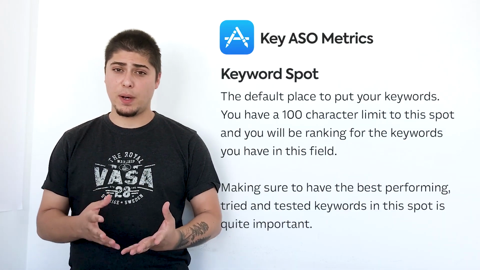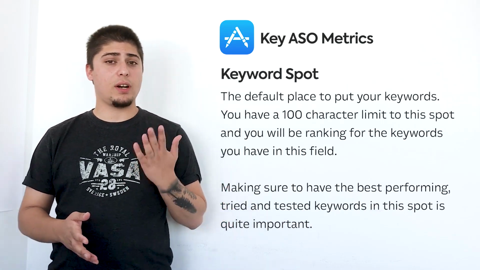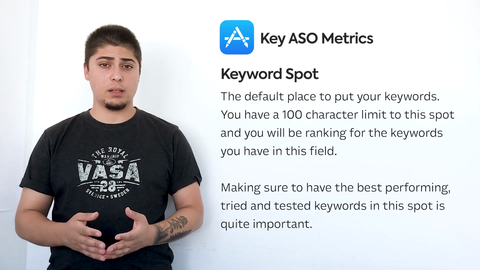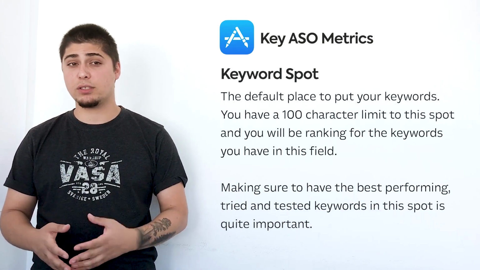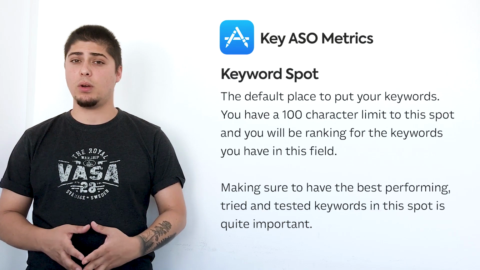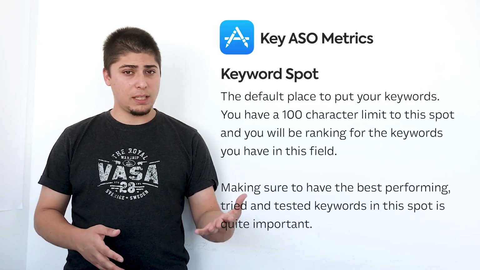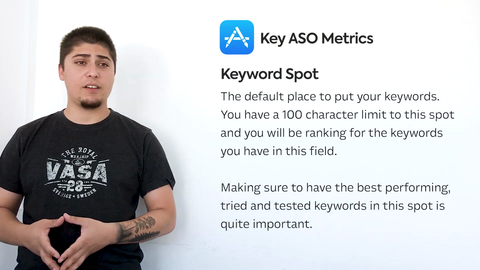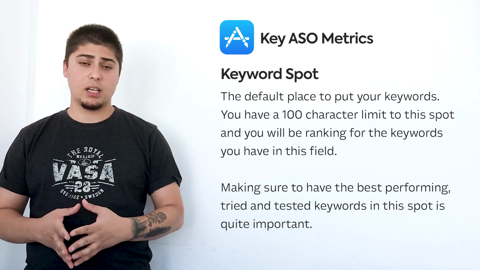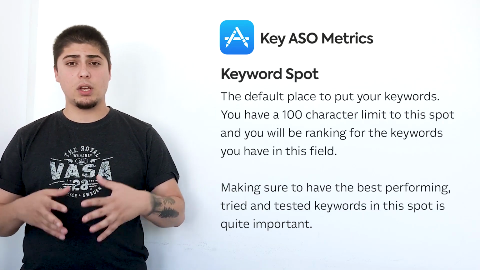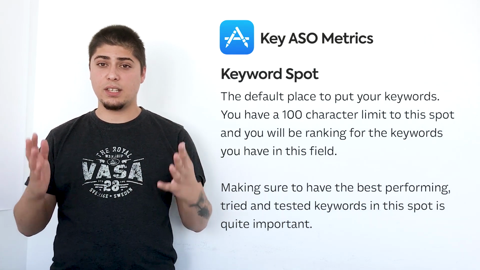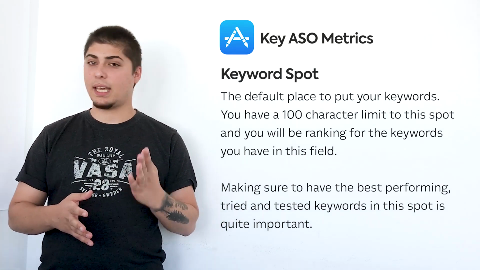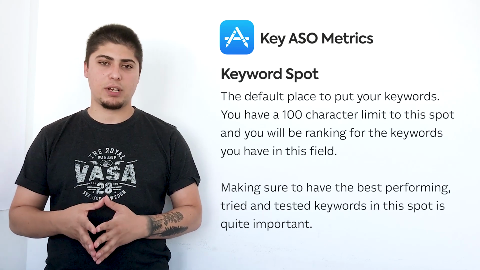Our third metric here is the keyword spot. This is equally important to your app title and your subtitle, because this is where you will be putting the rest of your keywords that you want Apple to rank you. Different from the app title and the subtitle, here you have 100 character limits. So you can add keywords with at most 100 characters. So utilizing this limit will always, again, be in your best interest.